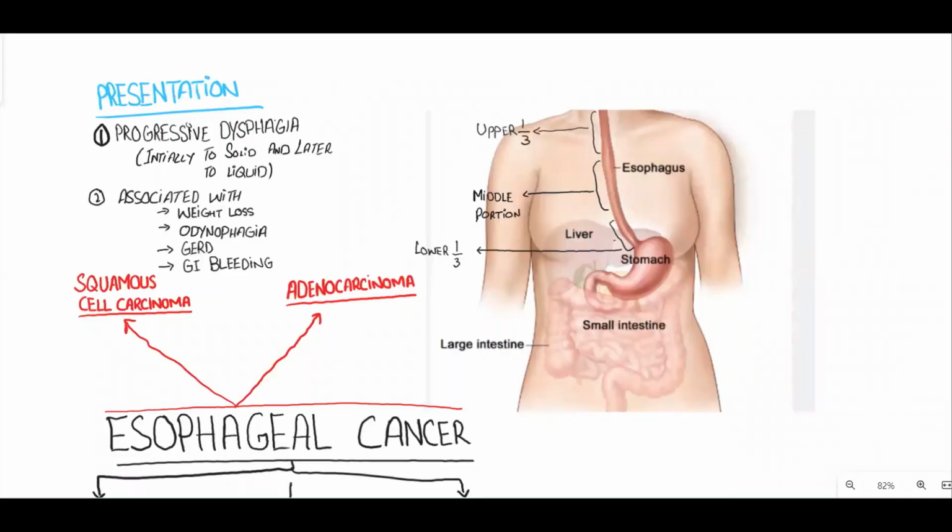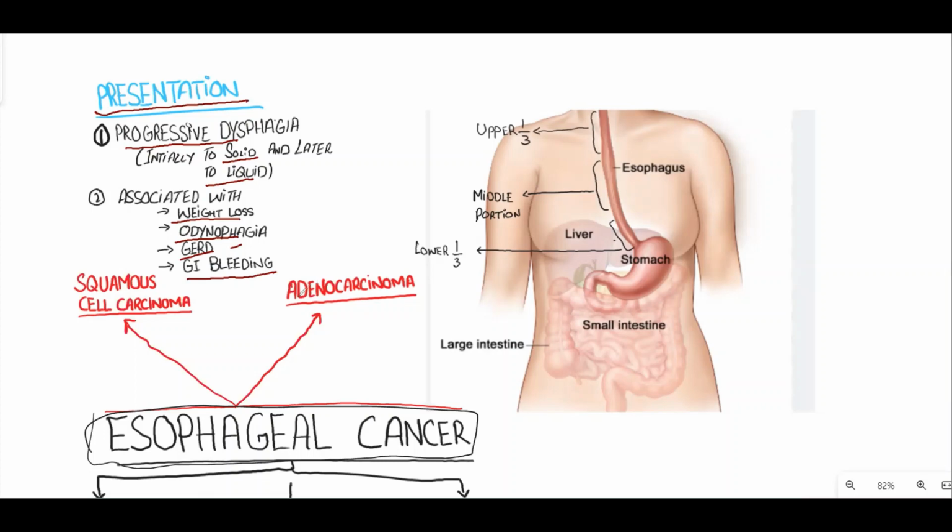Now I'm going to highlight some important stuff related to esophageal carcinoma. The patient presents with progressive dysphagia that starts with solids and later progresses to liquids. Esophageal carcinoma is associated with weight loss, odynophagia, GERD (gastroesophageal reflux disease), and GI bleeding.